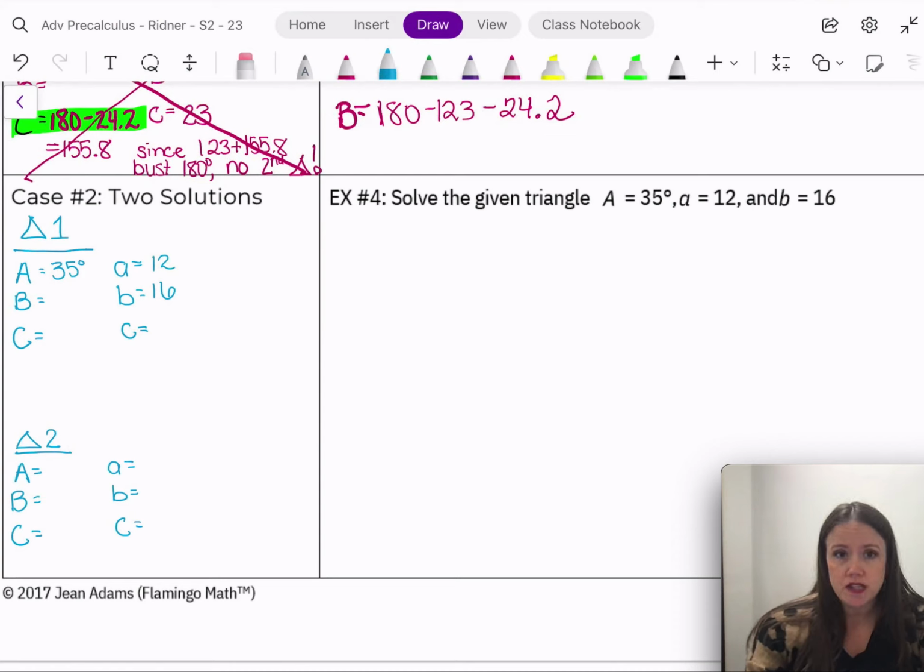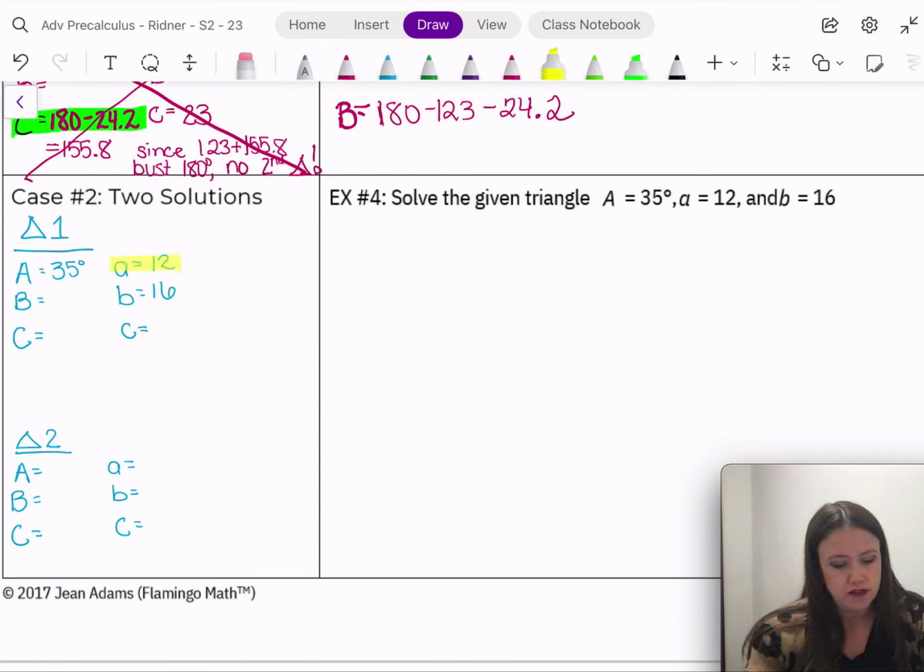Still working on the ambiguous case. This time we're going to look at what it looks like if we do have two triangles. Last time it was just one, this time it's going to be two. Step one, set up your little table, the ABC and ABC.